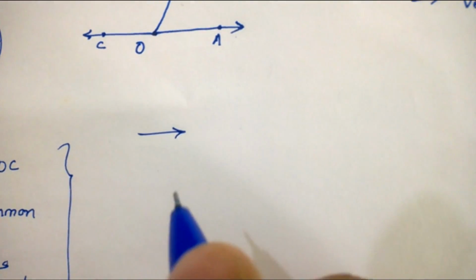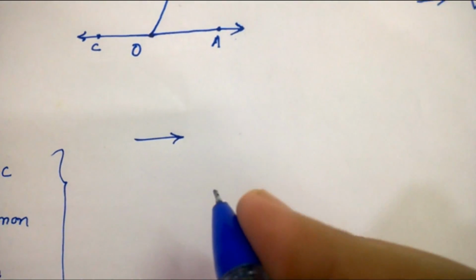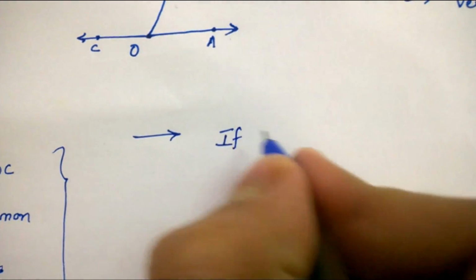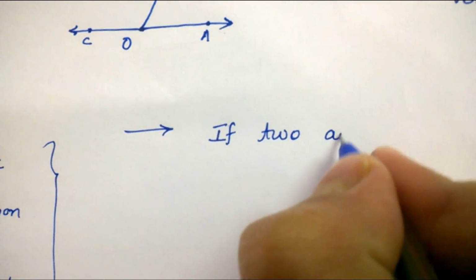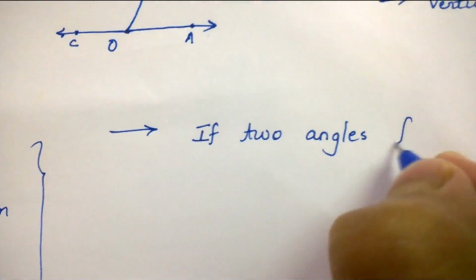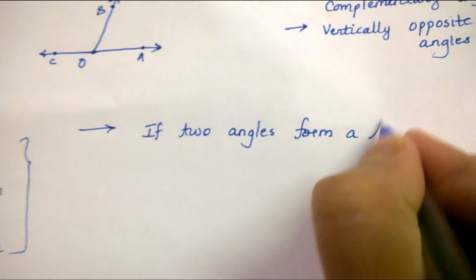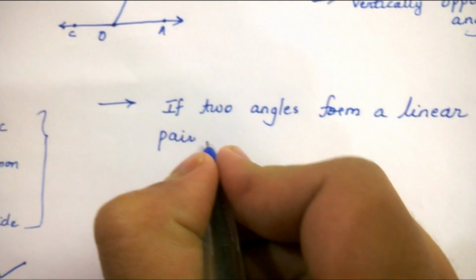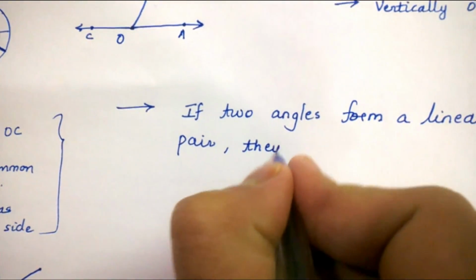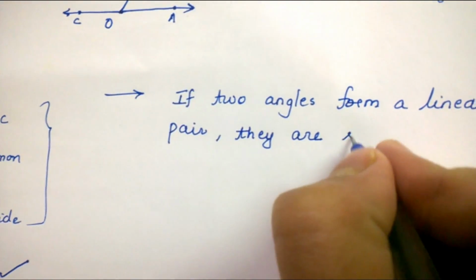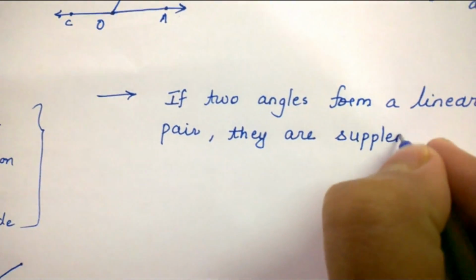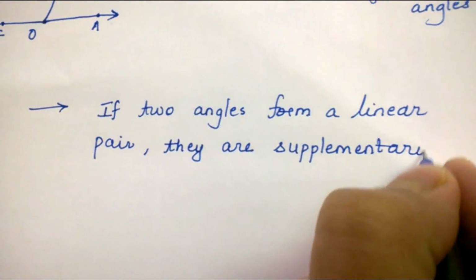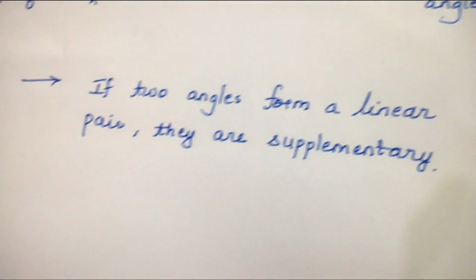Now there are some theorems we can state about this linear pair of angles. That is, if two angles form a linear pair, they are supplementary. This is the first one.